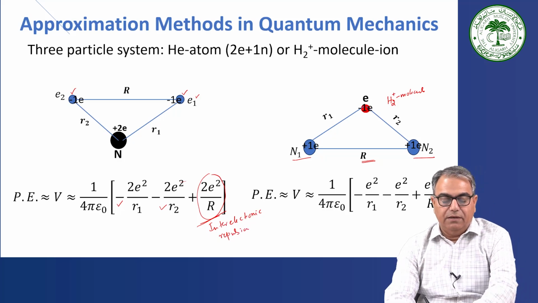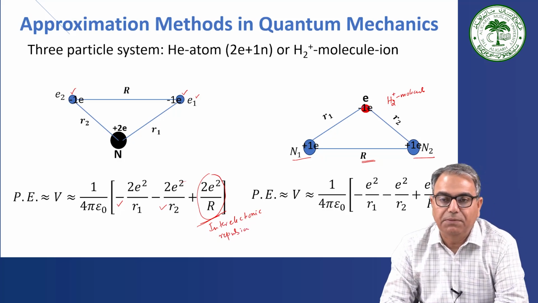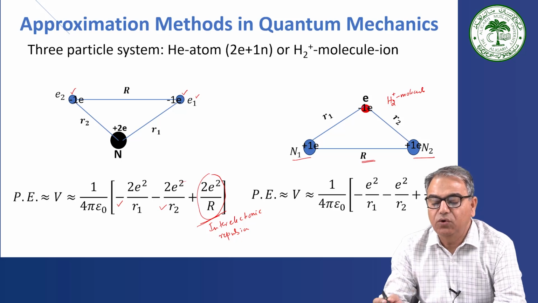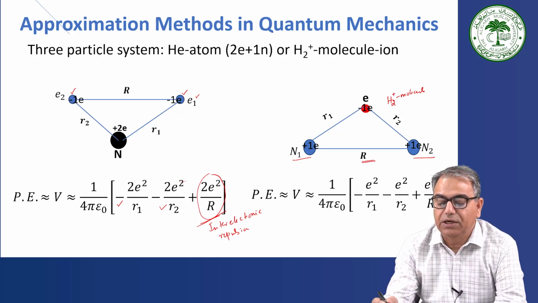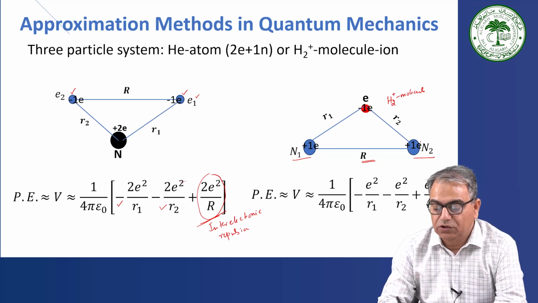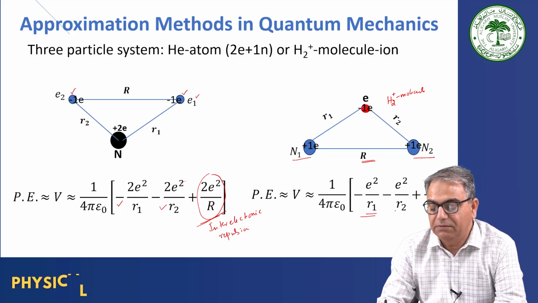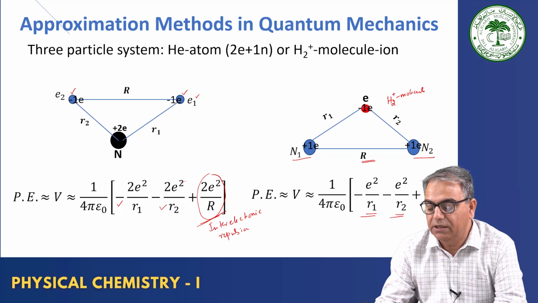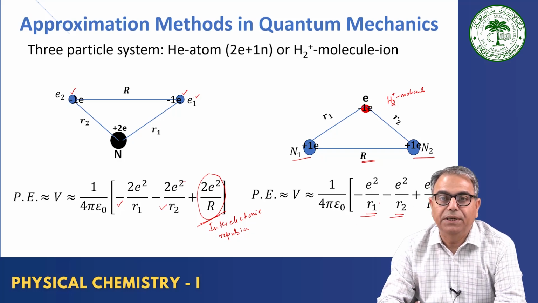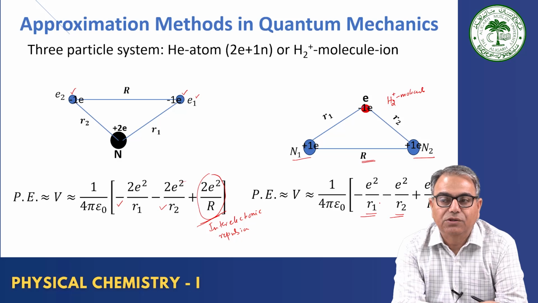And this is multiplied by 1 by 4 pi epsilon, where epsilon is the permittivity constant. If you look at the H2 plus molecule ion, again you have two attractive terms, between the electron and nucleus 1 and between the electron and nucleus 2. The first term is attractive, the second term is also attractive, but the third term is the internuclear repulsion, and this is e squared by r. These potential energy terms complicate the Schrodinger wave equation so much that we are unable to solve this equation.